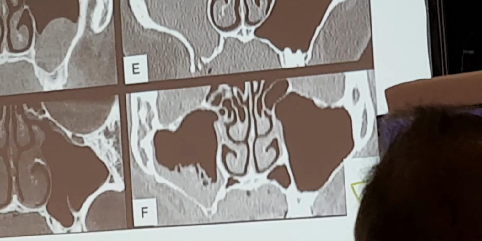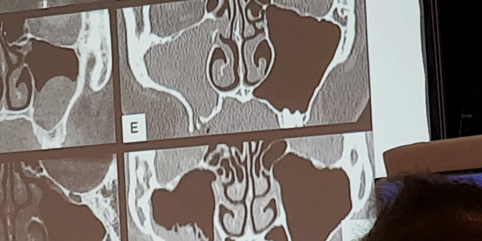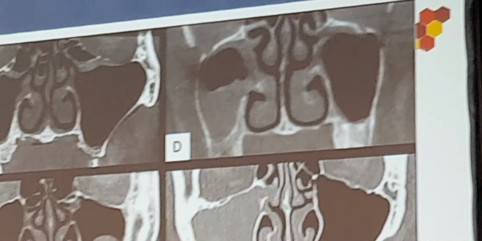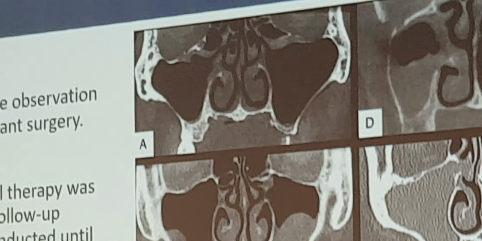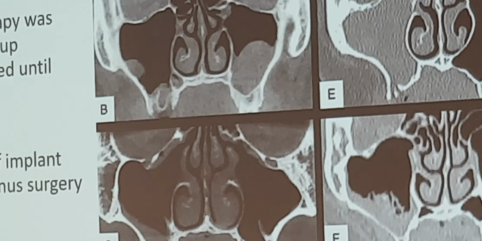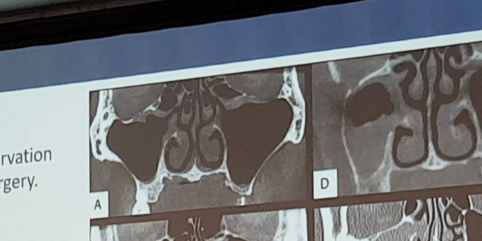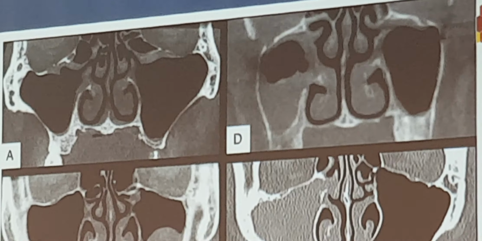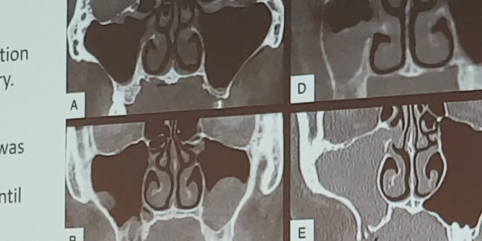They decided upfront on a strategy. For A, B, and C, only close observation after dental implant surgery. Group D, continue medical therapy until resolution, and groups E and F, preventive FESS.